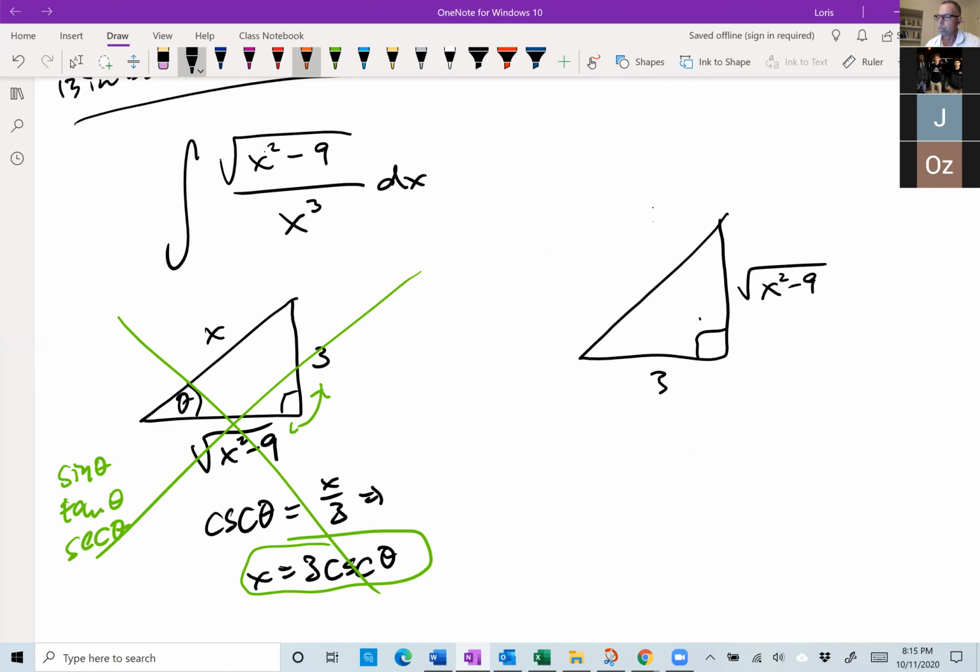That's the idea. So now when I try it, I'm going to use secant of theta. Secant is 1 over cosine. Cosine is adjacent over hypotenuse. So secant is hypotenuse over adjacent. So it's x over 3. 3 secant theta is x. There we go. This is my triangle.